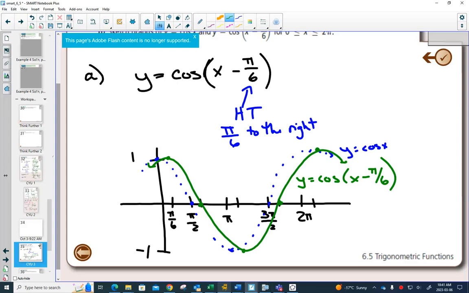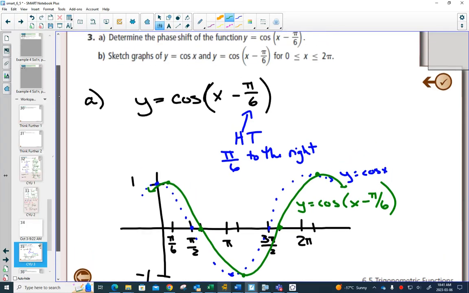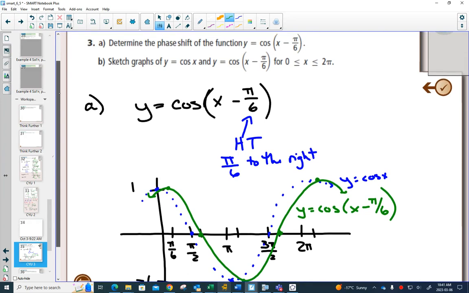So let's read the questions and see if we've answered them the way the textbook has asked. Determine the phase shift, yes. It is shifted pi over 6 to the right. Sketch the graphs of cos x, which I did in blue, and cos of x minus pi over 6, which I did in green. Now, the textbook has this from 0 to 2 pi.